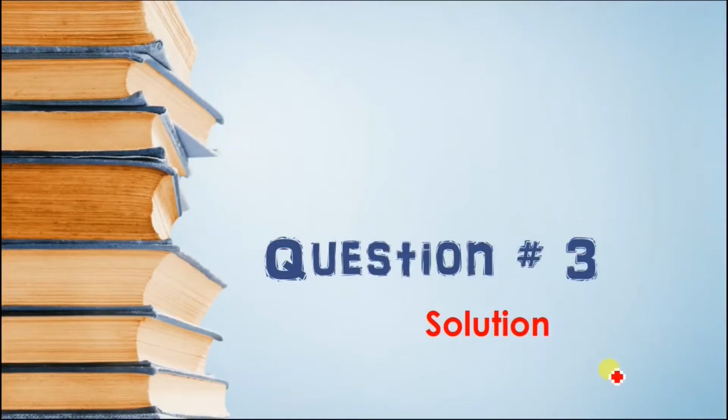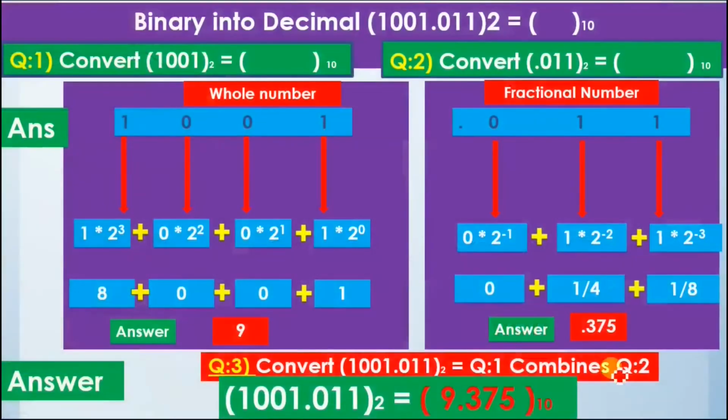Next we move to question number 3 solution. And we can see that we have a binary number and we have to convert it into decimal. The binary number is 1001.011. Now we will solve this whole number part using this procedure and this fractional number part using this procedure, okay? So first of all, we look at the whole number 1001, okay?